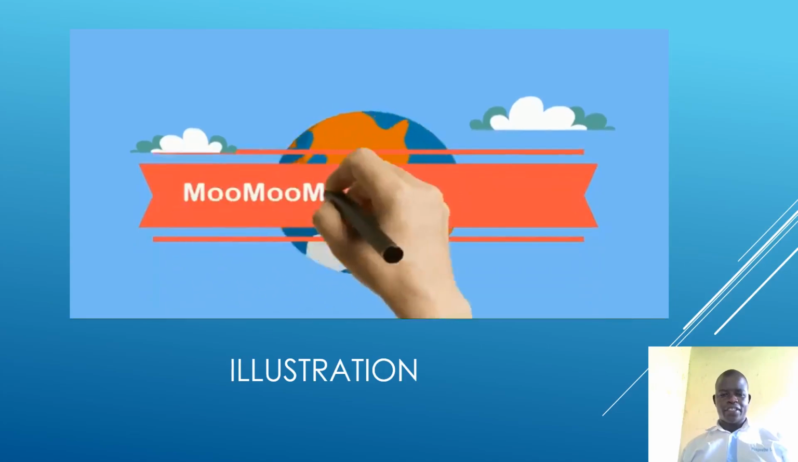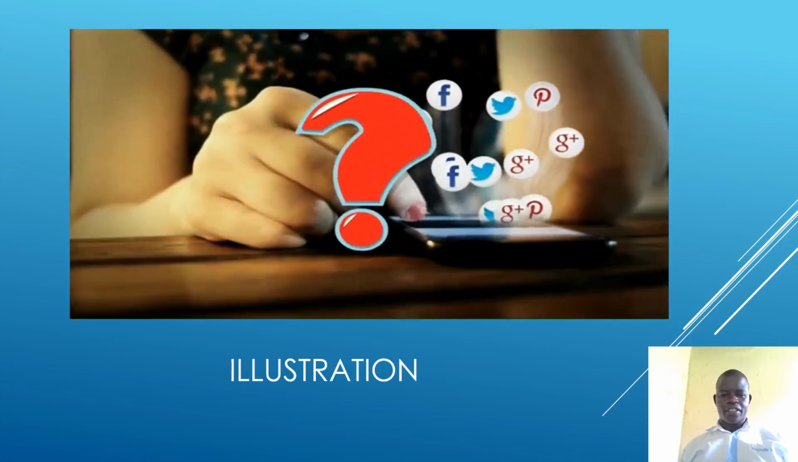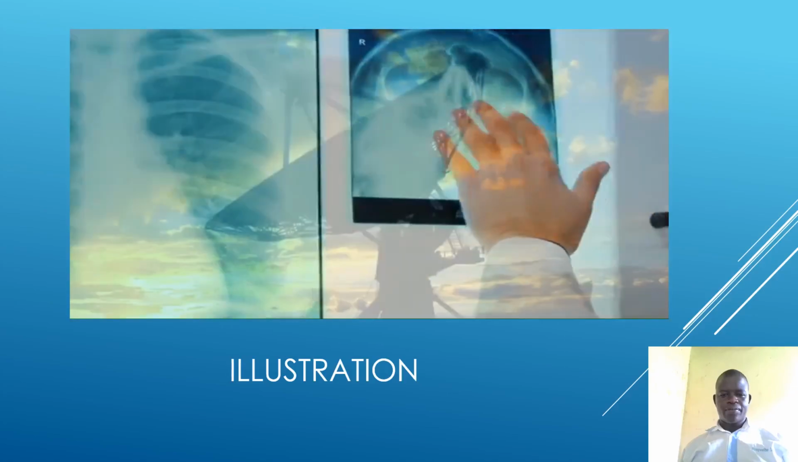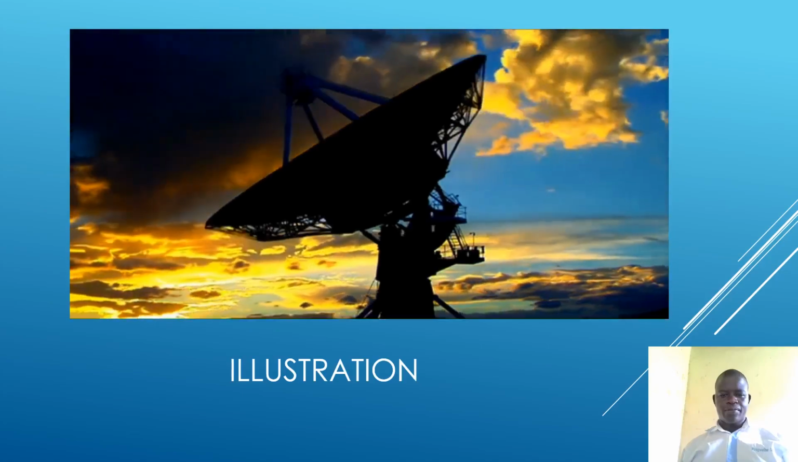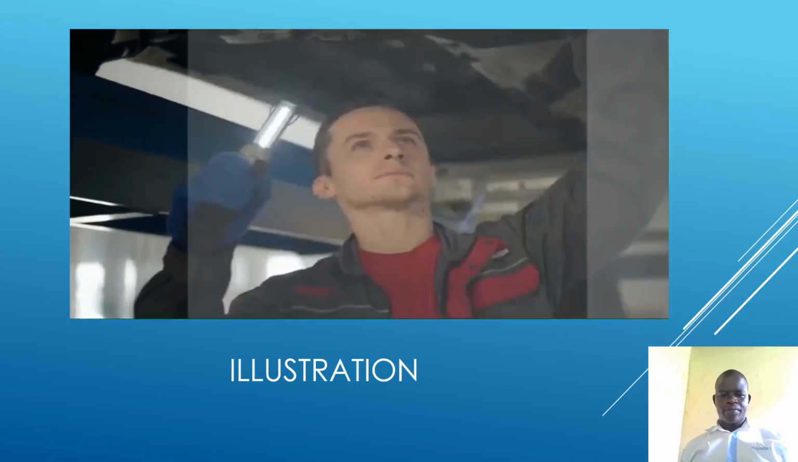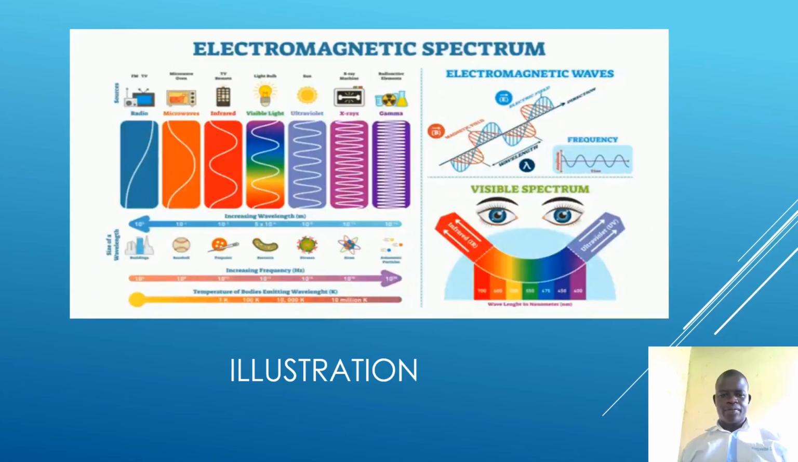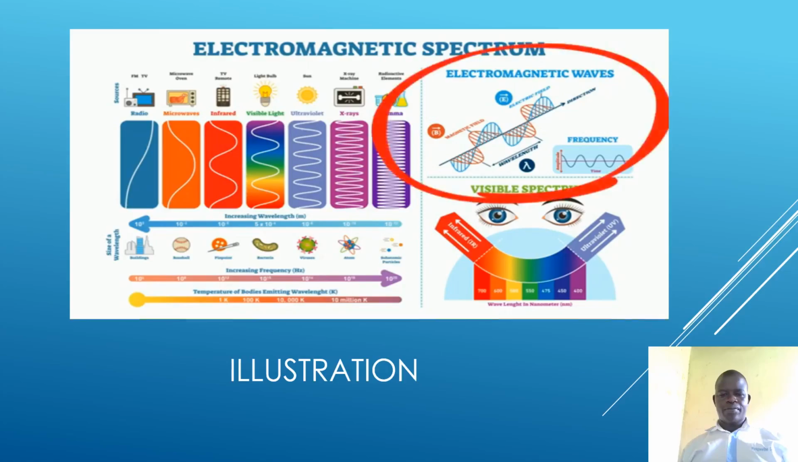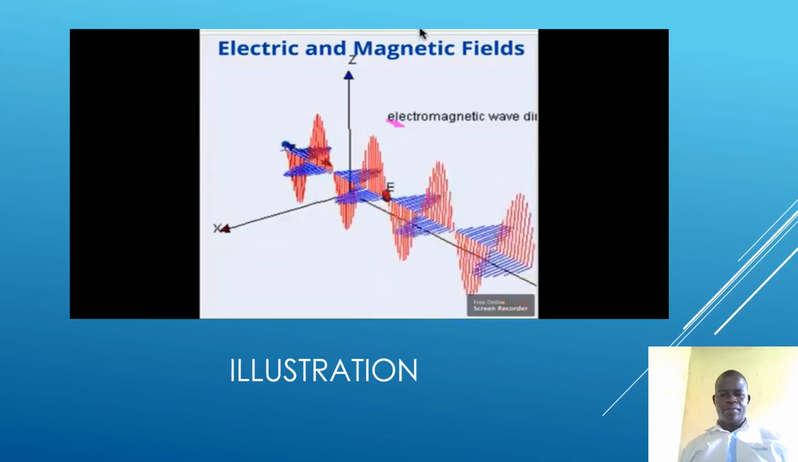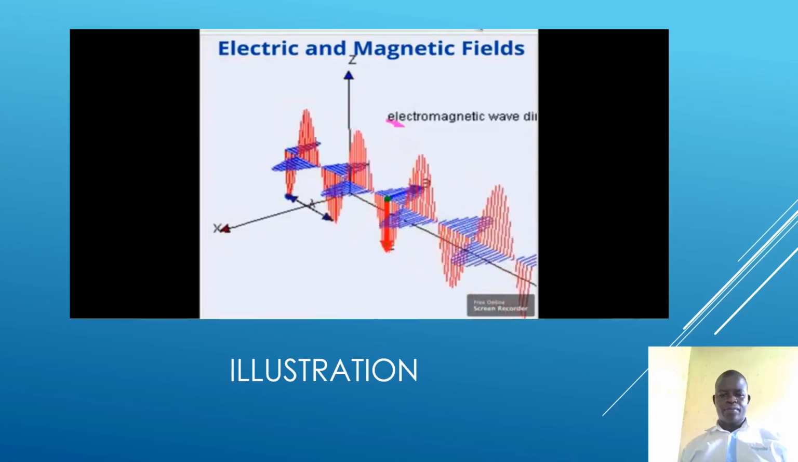What do all these activities have in common? Each of them use waves from the electromagnetic spectrum. The electromagnetic spectrum is composed of EM waves. These are waves that are created as a result of vibrations between an electric field and a magnetic field. In other words, EM waves are composed of oscillating magnetic and electric fields. This is why they are called electromagnetic waves.